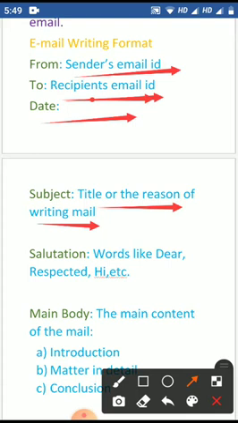Fifth step is salutation. Words like dear, respected, hi, etc. are used there. For example, hi Susie, just like that, or dear Seema, respected ma'am. These salutations should be used depending upon the type of email.